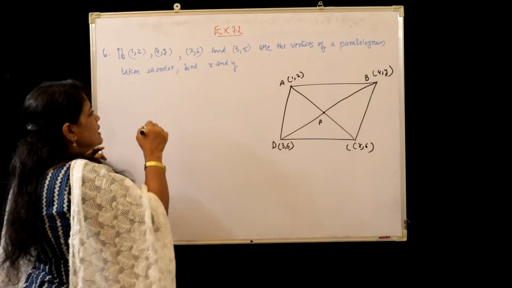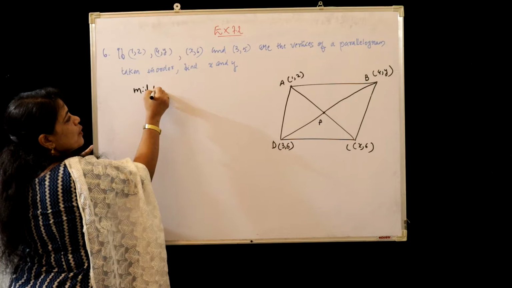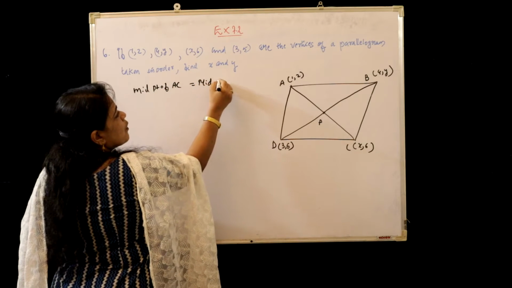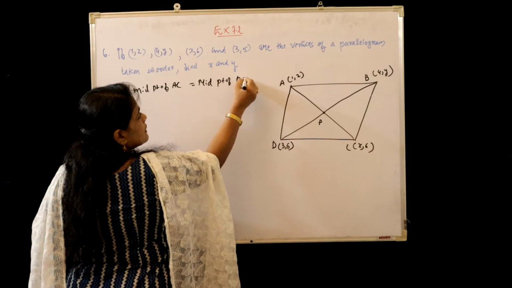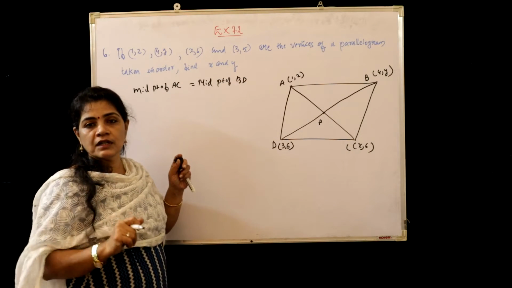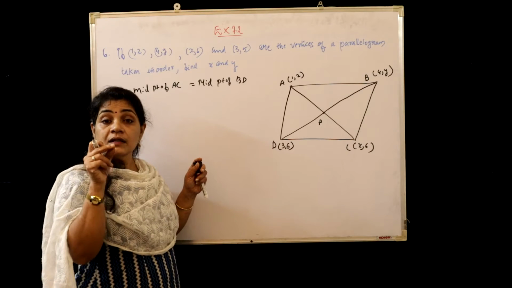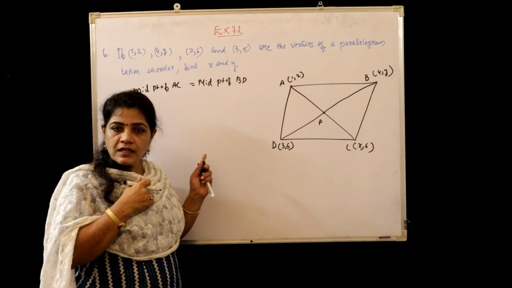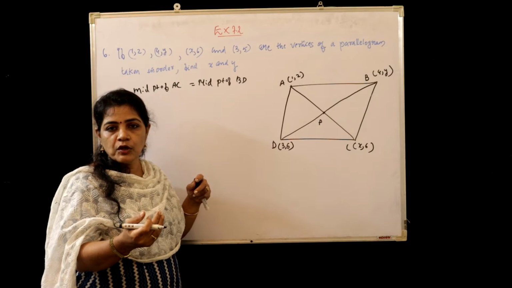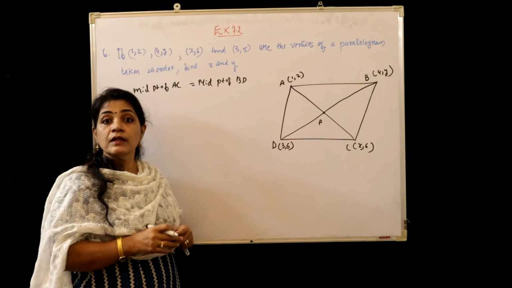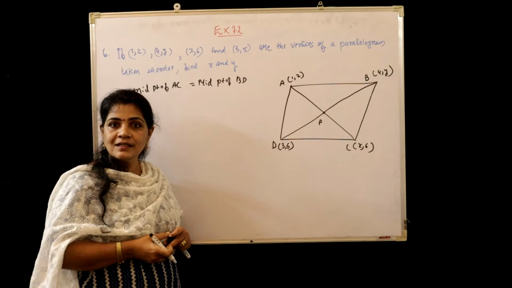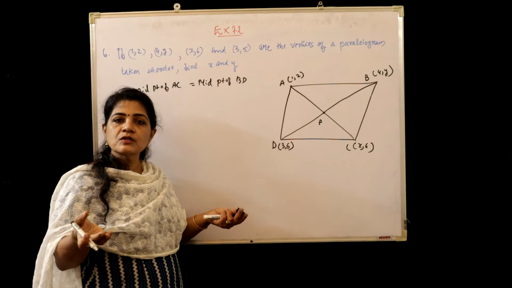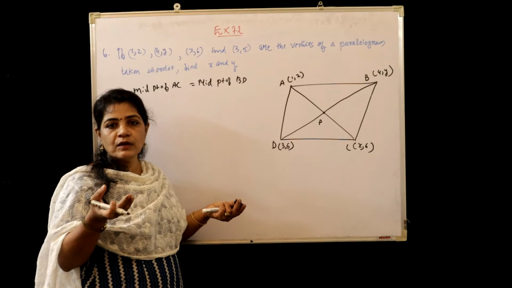Or you can write the midpoint of AC equal to the midpoint of BD. This is very, very important, children. Since the diagonals of a parallelogram bisect each other, the midpoint of AC will be the same as the midpoint of BD. And by using this, the midpoint term comes in. So how to get the midpoint of AC? x1 plus x2 by 2 and y1 plus y2 by 2.